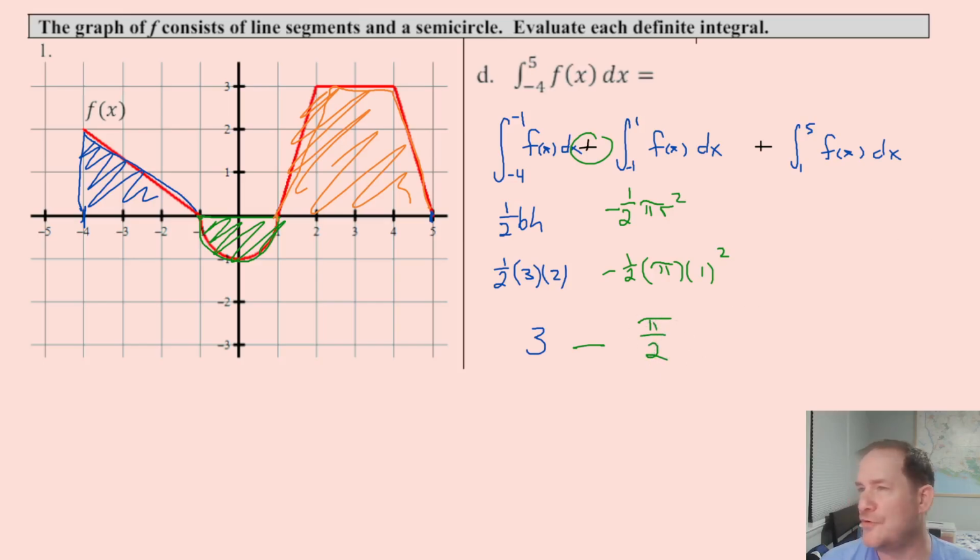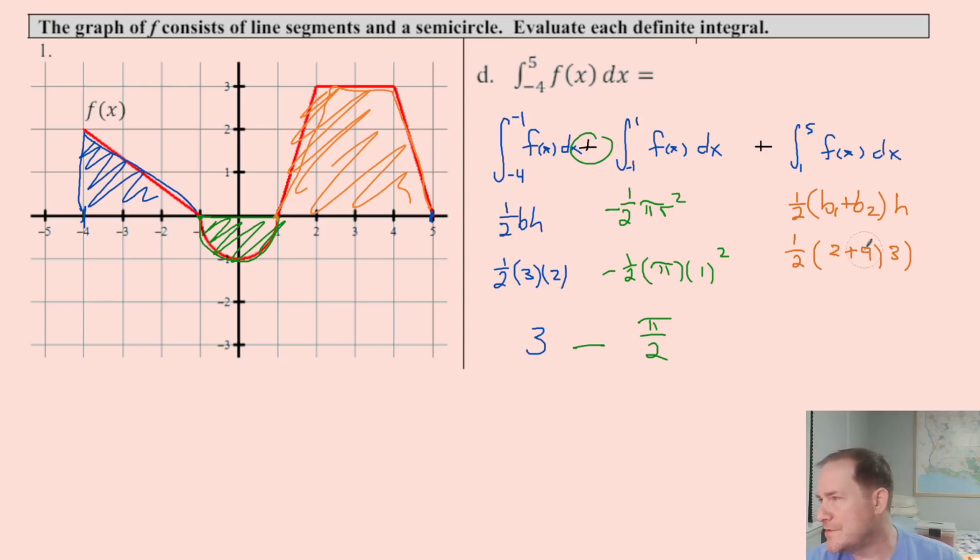And finally the orange bit. The orange bit is that trapezoid that we just did, so it'll be 1/2 b1 plus b2 times height. And the bases we said were 2 and 4. And the height was only 3. Yep. So the 2 and the 4 make 6. Half of 6 is 3. 3 times 3 is 9.